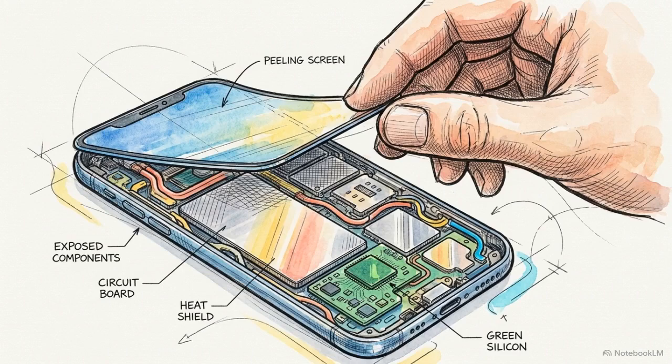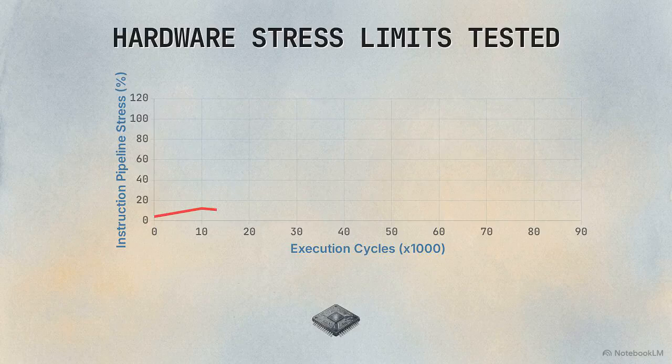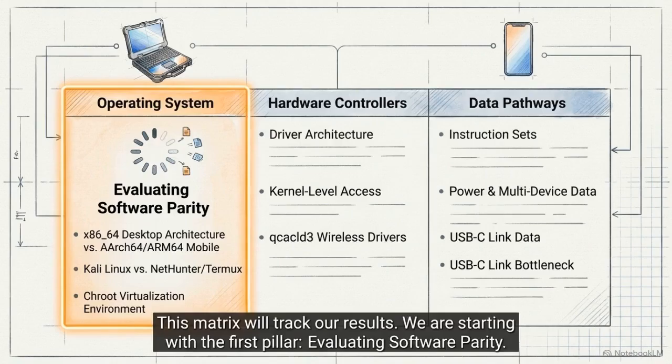To separate the educational novelty from professional utility, we have to bypass the software aesthetics. We need to stress test the raw, low-level engineering boundaries of both systems. This matrix will track our results. We are starting with the first pillar, evaluating software parity.